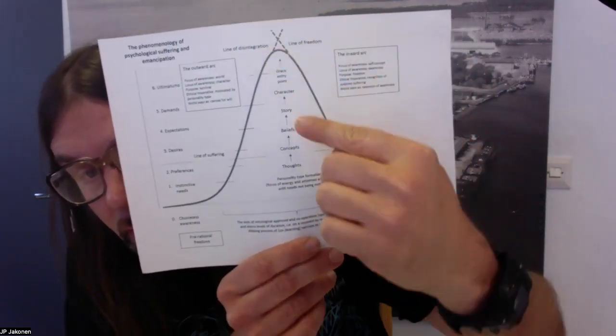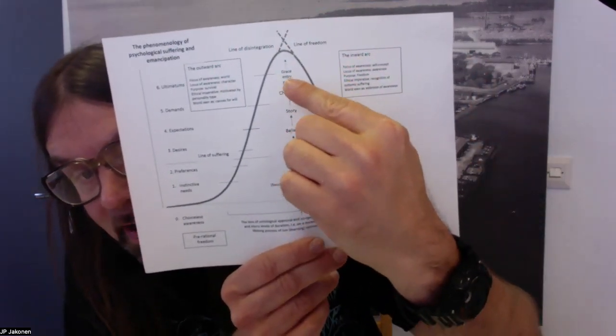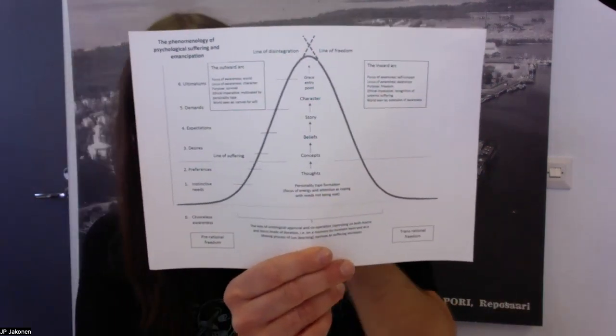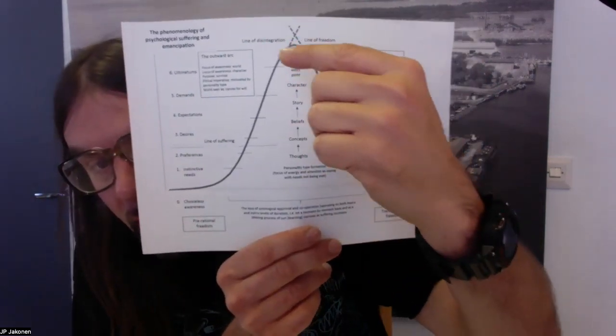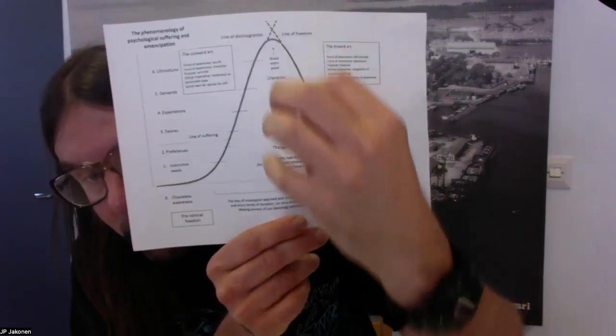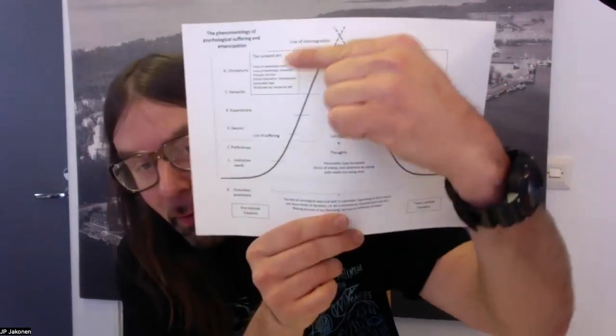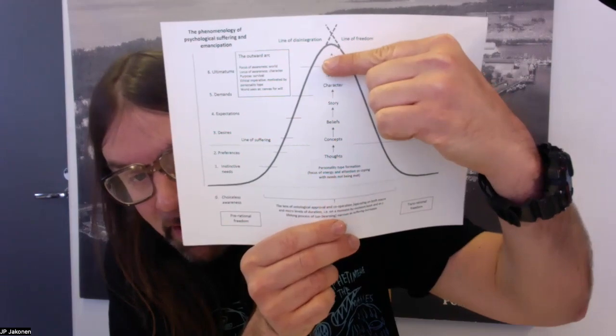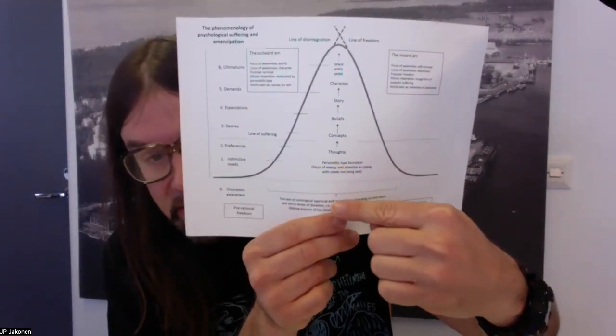And here's a grace entry point. So by the grace of whatever, by pure luck, we might start descending this graph. It might happen suddenly. So let's say we have what is commonly titled a spiritual experience or a mystical experience. We might just fall from our expectations and demands and ultimatums right here to choiceless awareness.